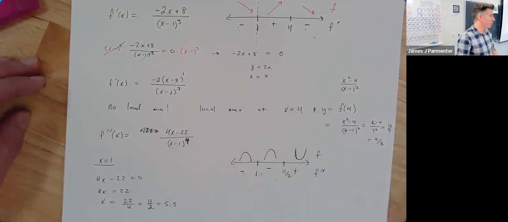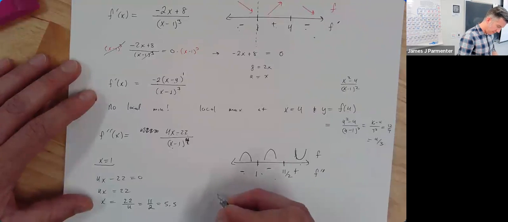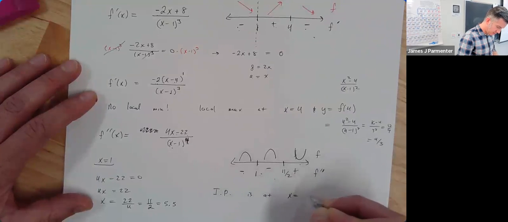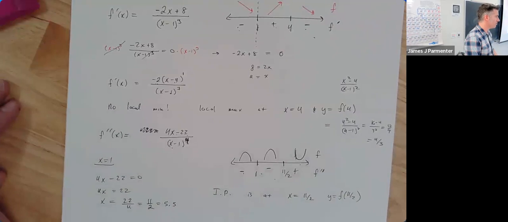Do I have an inflection point? Where does it live? 11 over 2, 5.5, whatever you want to call it. So my inflection point is at x equal to 11 halves, and y is equal to f of 11 halves, which is kind of gross. Which is why I will probably try to give you something that's fairly nice. But we definitely want the x and y parts.